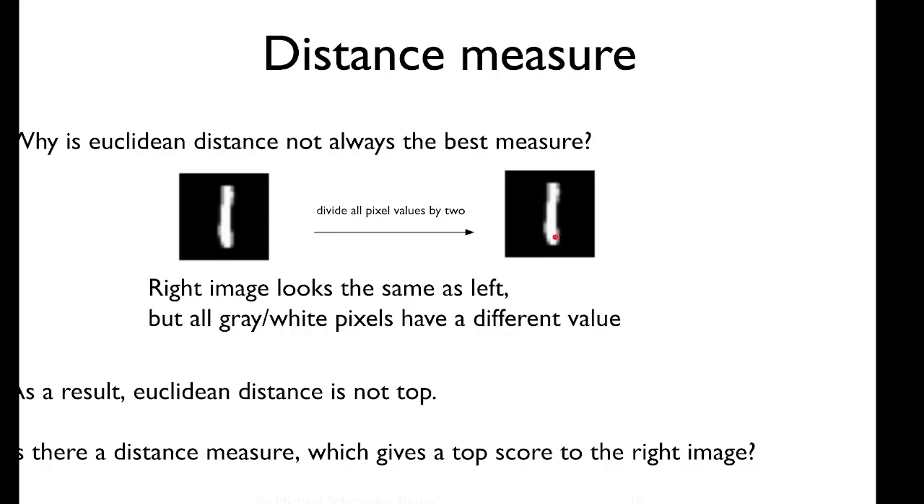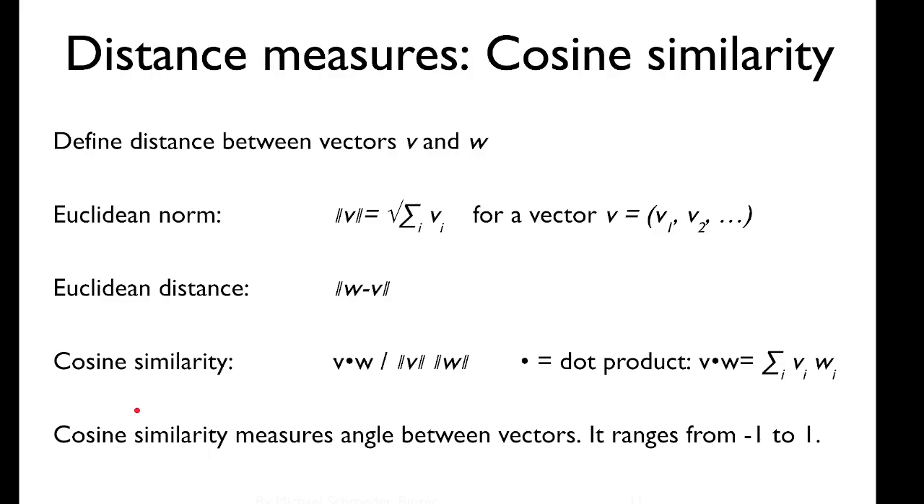Now, modifying the pixel values and halving them means, in terms of Euclidean distance, that we introduce a pretty large distance. And since over all dimensions this is added up, that means for all of the dimensions where the pixels are gray or white, we will get a component that increases the Euclidean distance. Now, is there a measure in which this change in brightness does not have an impact on the distance measure? And the answer is yes, namely the cosine similarity.